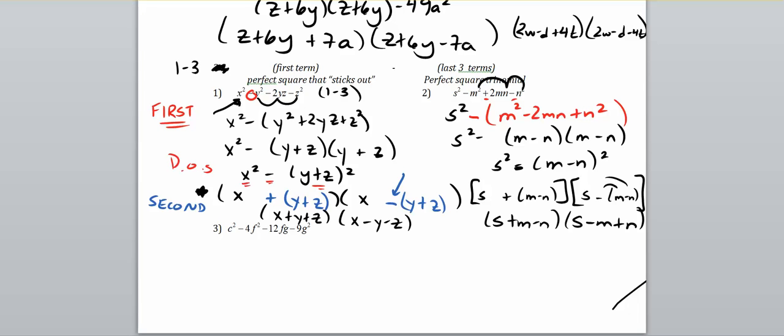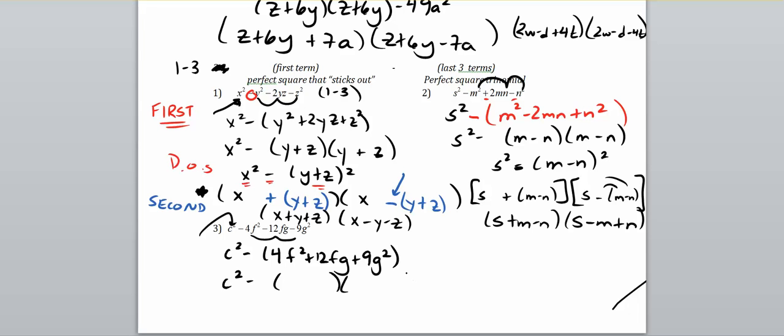All right, so let's see number 3. My stick out term, kind of what's on its own, is the c squared, and these look like I could group them. So let's do a 1, 3. In order to do the 1, 3, let's pull out the negative first. So I'm going to change it to a positive 4f squared, a positive 12fg, and a positive 9g squared. Now, even though there's coefficients, don't make it any harder than it looks.